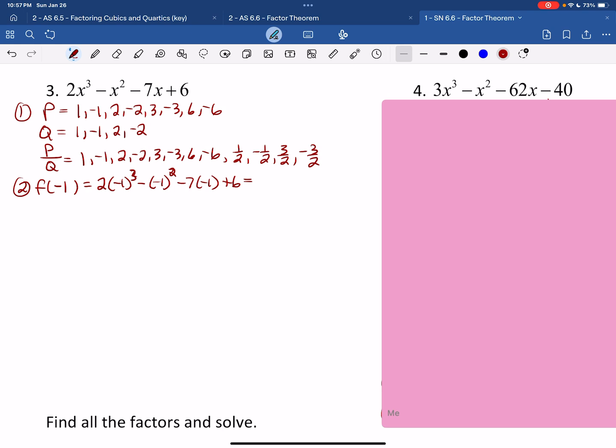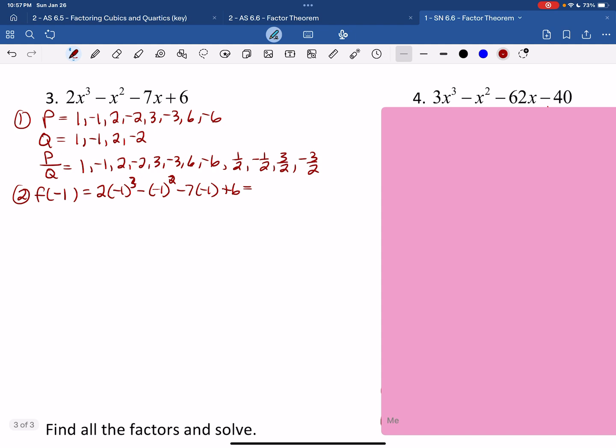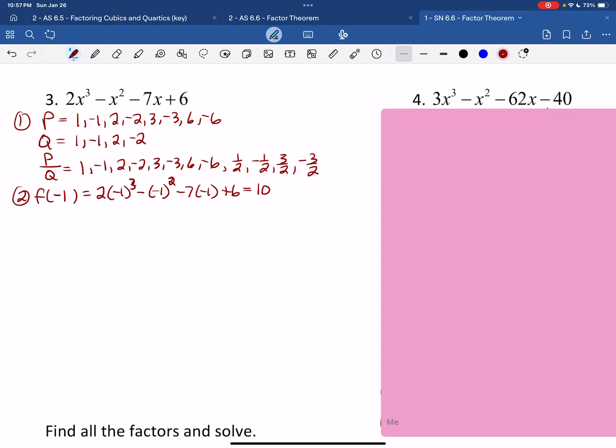All right, and then if I go to the calculator and I type all this in. Let's see, I'm doing this on my calculator, so I know you can't see that. So I've got 2 times -1 cubed, and then I've got minus (-1) squared minus 7 times (-1) plus 6, I get 10. Okay, so that doesn't work.